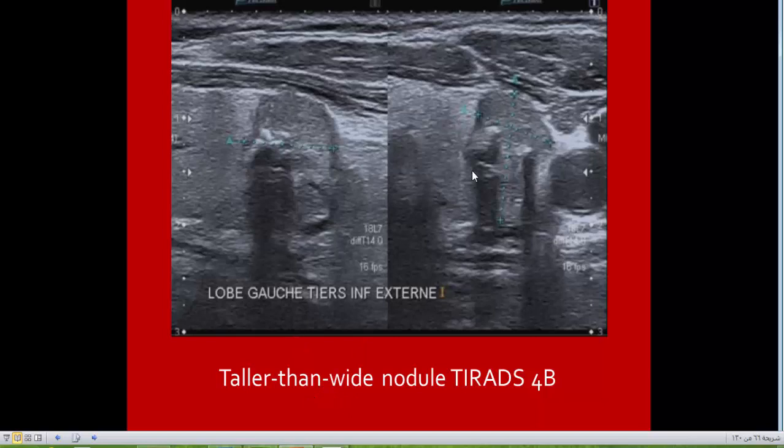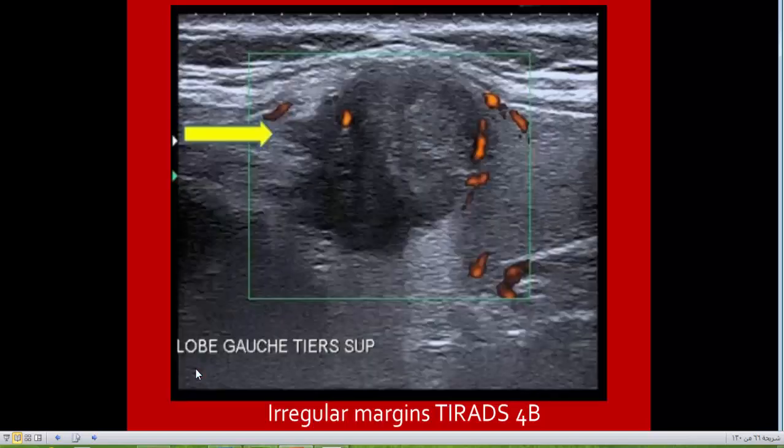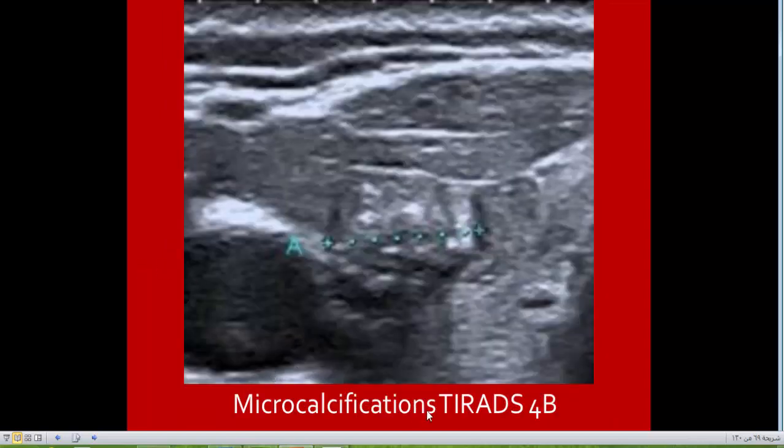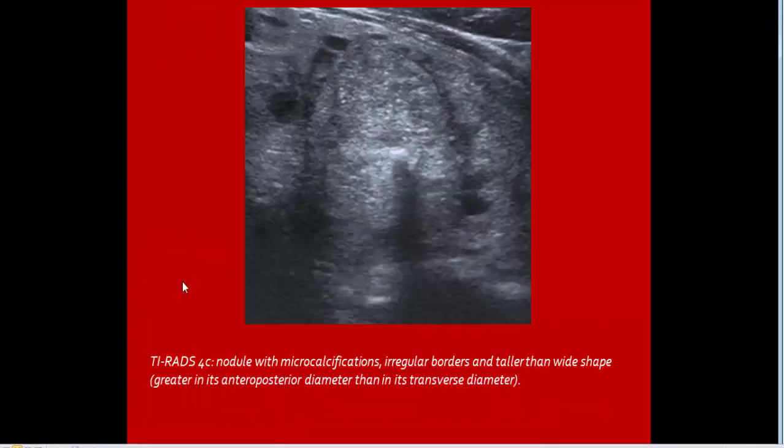This is taller than wide. TI-RADS 4B has suspicious features. These are irregular margins. TI-RADS 4B has suspicious features. This is marked hypoechogenicity compared to surrounding muscle. TI-RADS 4B. Microcalcification, TI-RADS 4B, as we see in this nodule.